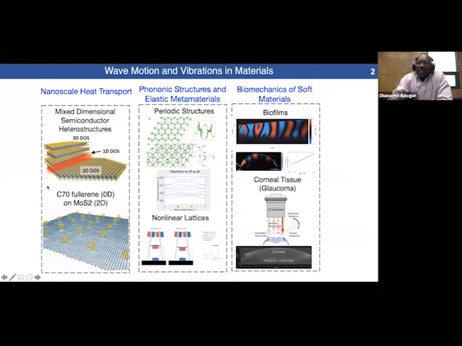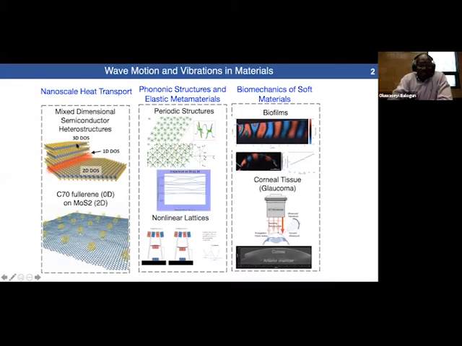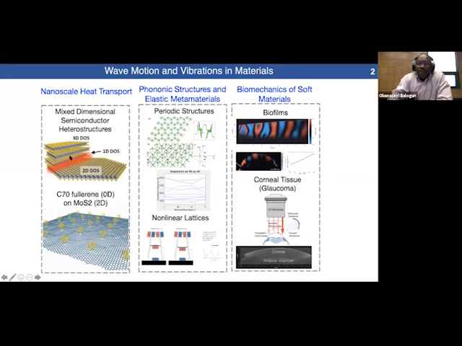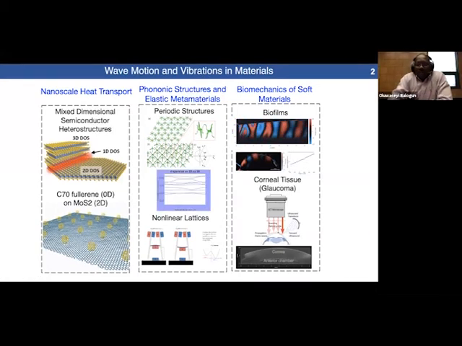So in general, we work with elastic waves as well as vibrations, and we're particularly interested in understanding how these waves travel in various materials and at different length scales. For example, at the atomic scales, we're interested in understanding how interfaces and defects in mixed dimensional semiconductor heterostructures control the flow of phonons, which are quantized lattice vibrations or lattice waves that control heat flow and the intrinsic thermal properties of those materials.